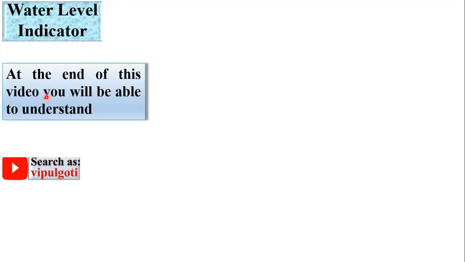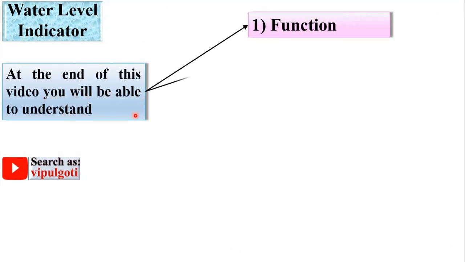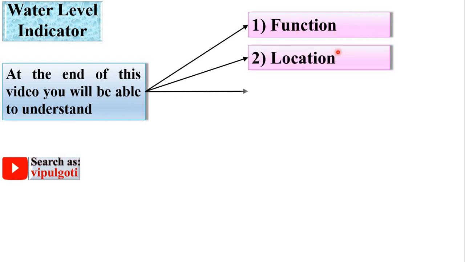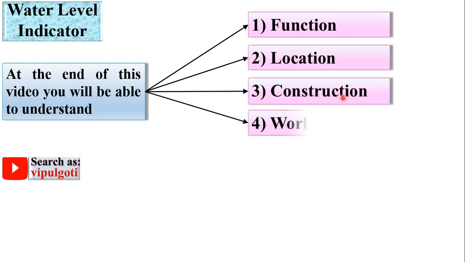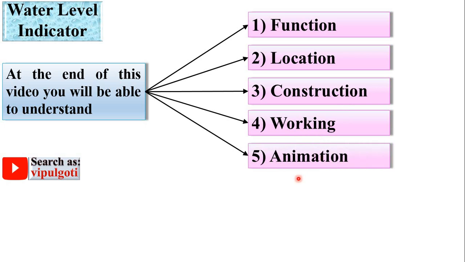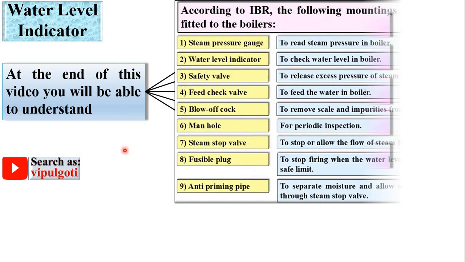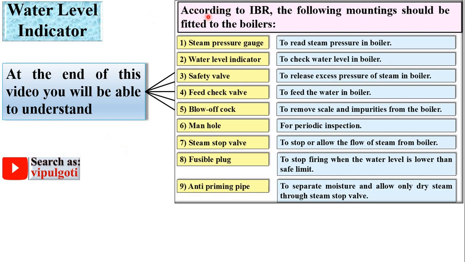At the end of this video, you will be able to understand the function, location, construction, working and animation of the water level indicator. According to IBR, these are the mountings fitted to the boilers. In the previous video we discussed the steam pressure gauge, and today we are going to discuss one more boiler mounting, the water level indicator.